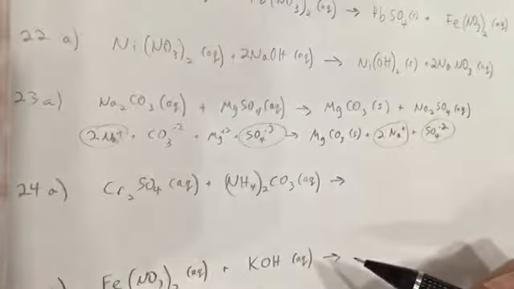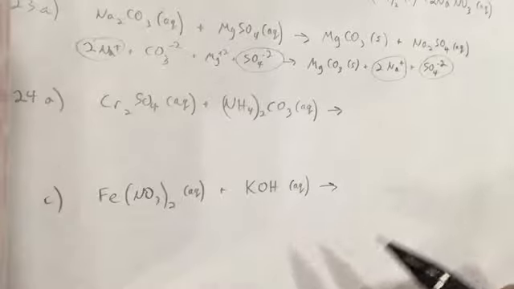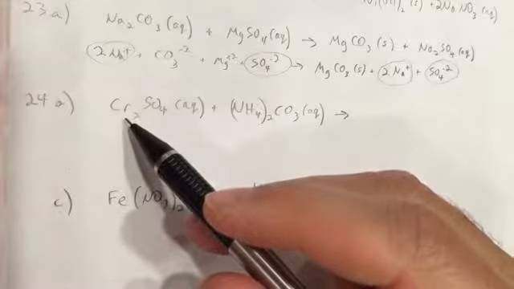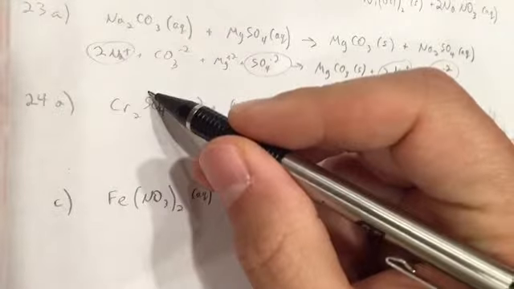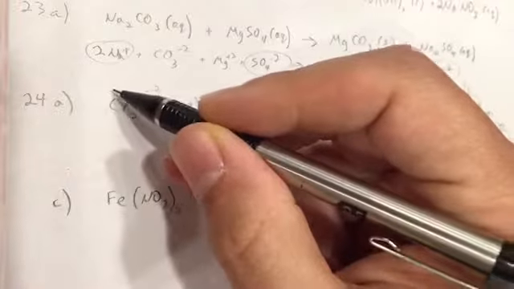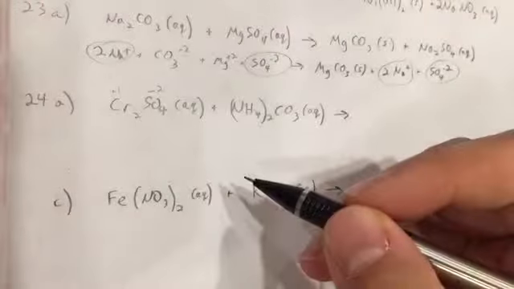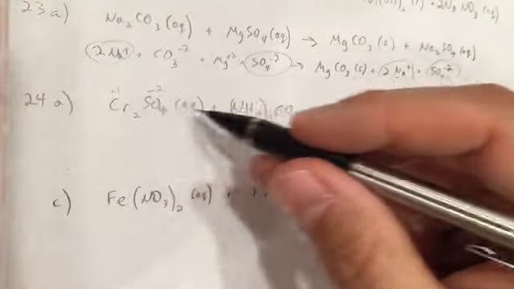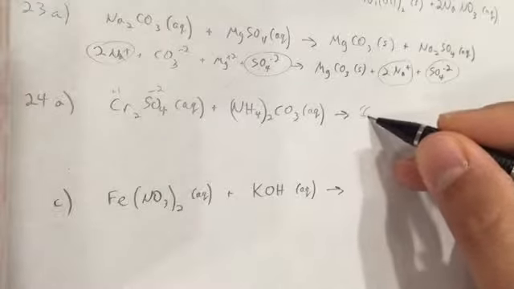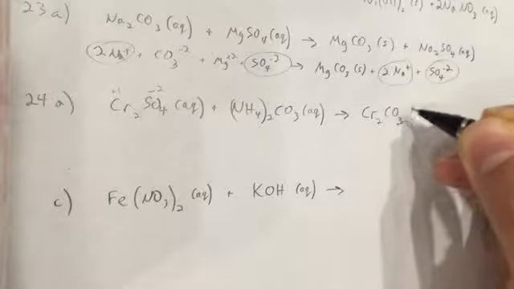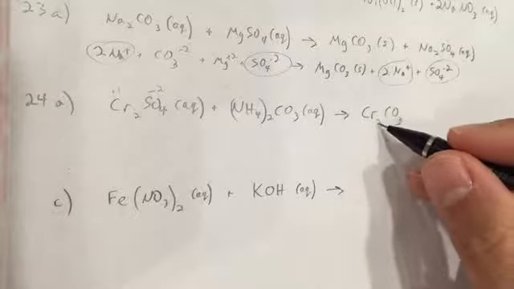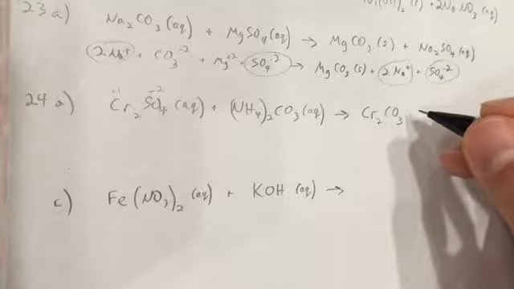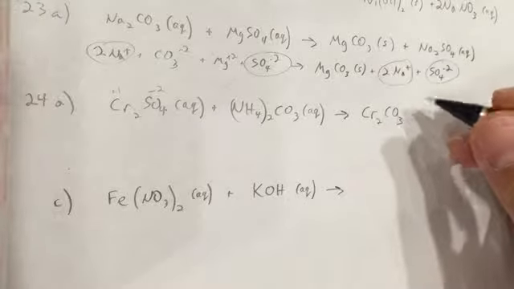Well, 24A is very similar. You had to write a balanced net ionic equation for each of the reactions. So with A, you've got a chromium 1 sulfate. We know sulfate has a -2 charge. Chromium, each chromium is +1. So we're going to do a double replacement reaction. Chromium is going to bond with carbonate, and we would write it like this. Carbonate has a -2 charge, and so we need 2 of the chromiums, which was +1. And that is going to be our solid.